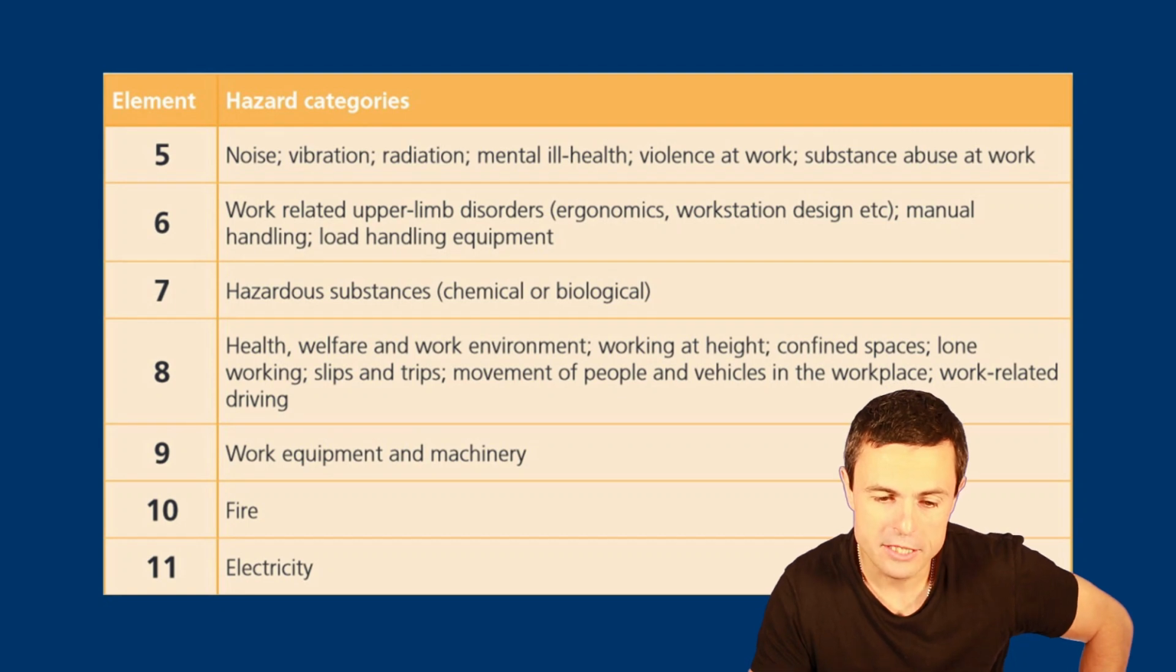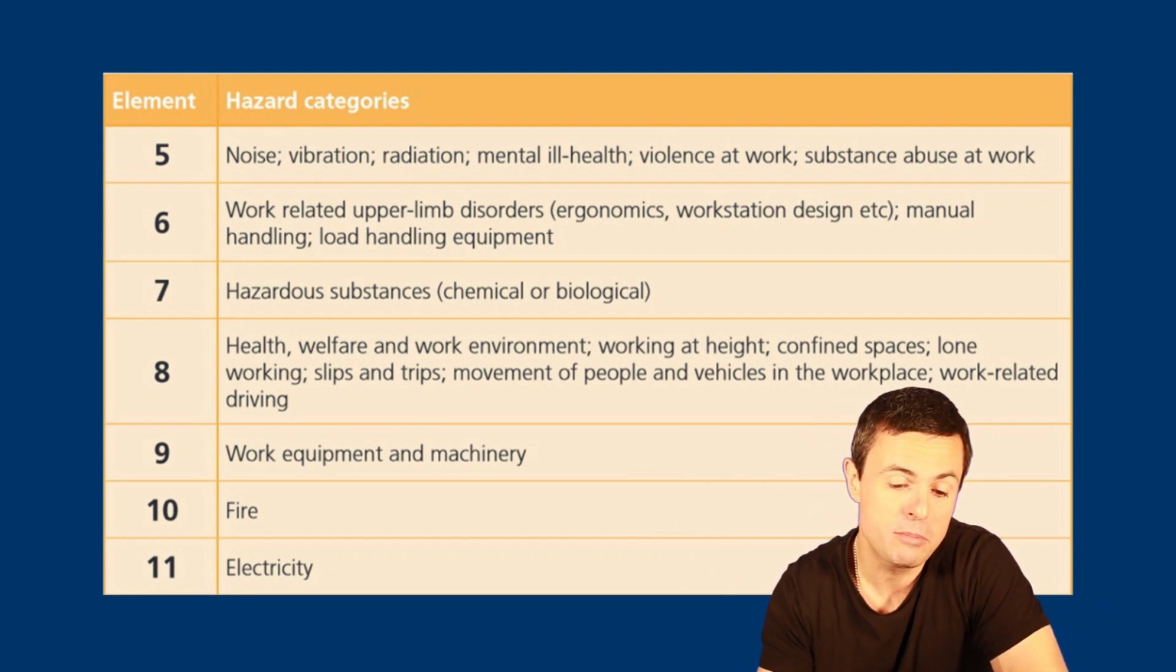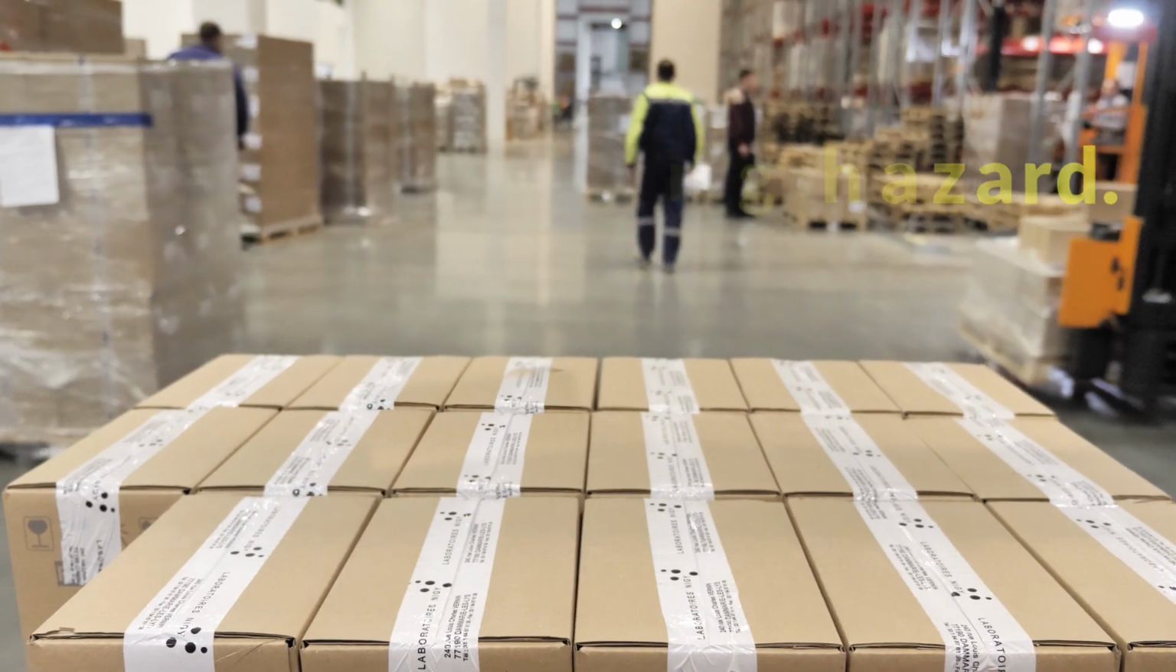Oh, another big fat fail. Let's go to our list of hazard categories. Where would a forklift go in here? Well, you might be tempted to say, well, a forklift is work equipment and machinery. Yes, it is. But this is not a work equipment mechanical type hazard. This is a vehicle driving hazard.